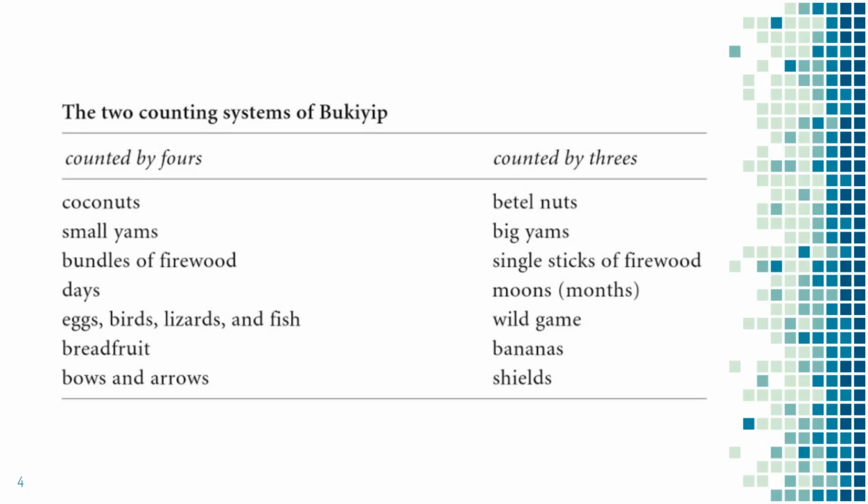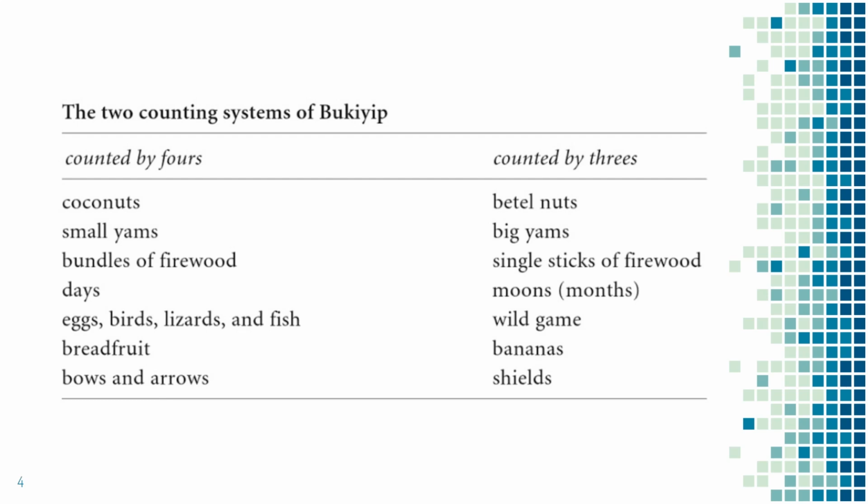Let's actually take a look at this language. There are a few lessons it can teach us that we can apply to binary and hex. On the left, we have objects that we count by 4s, things like coconuts, lizards, bows and arrows. And on the right, we have things that we count by 3s, things like betel nuts, bananas, and shields.